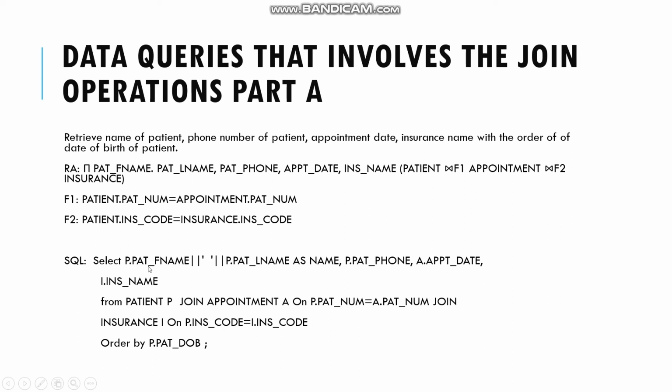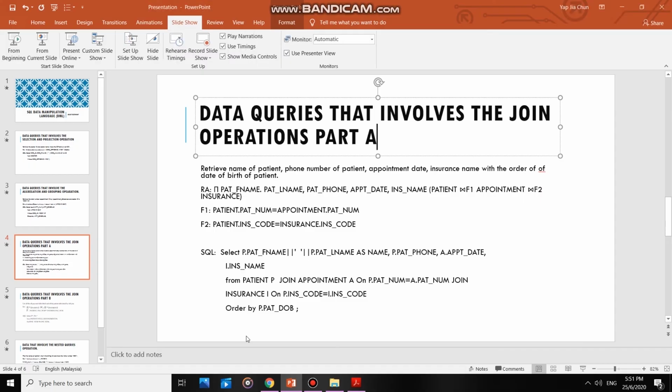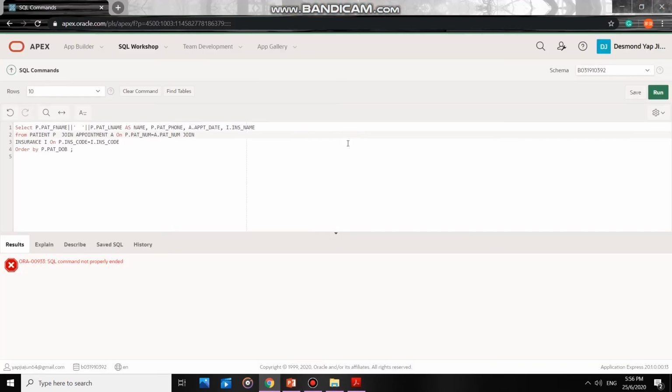We select the patient first name, patient last name, and patient phone number from the patients table, the appointment date from the appointment table, and the insurance names from the insurance table. Then we join the three tables based on their same attribute. So now I'm going to demonstrate the coding. Here is the code for the question just now for the inner join. Let's see what result we get.